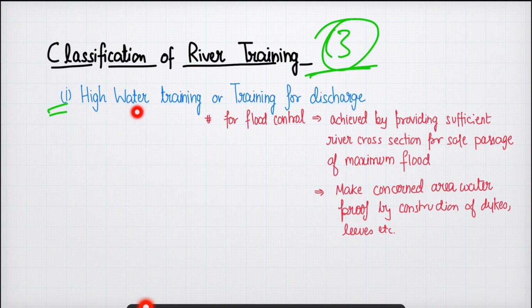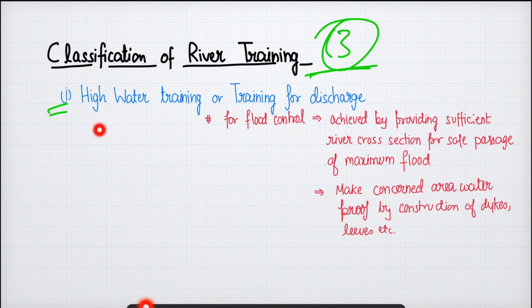The aim of this kind of training is flood control. Now, what do we mean by the word training? We are constructing certain structures over the river. Through these structures, we are trying to control the behavior of the river. That is, we are training the river to behave in a certain way.